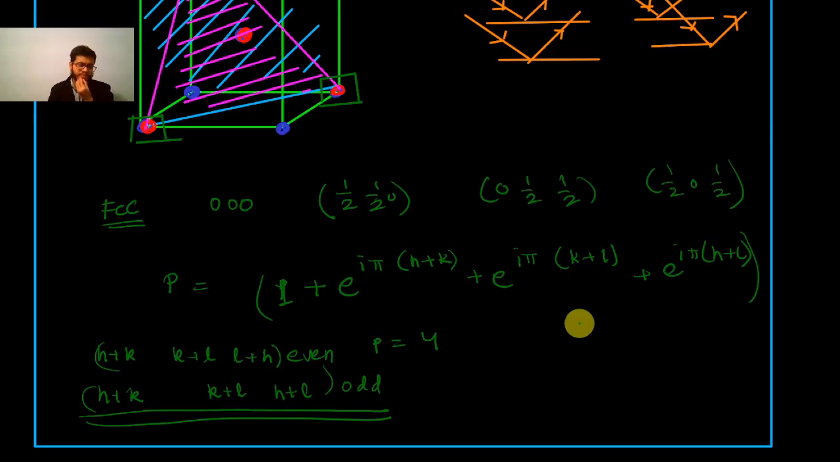So the only situation I see is that if k plus L and L plus h are odd, so it's odd plus odd and odd plus odd. Sorry, this is even plus odd and even plus odd. Then we are not going to get anything. It's a kind of a mathematical problem. I don't remember the exact solution, but it's pretty easy to calculate.